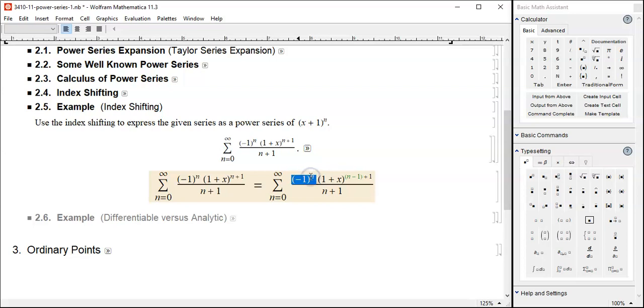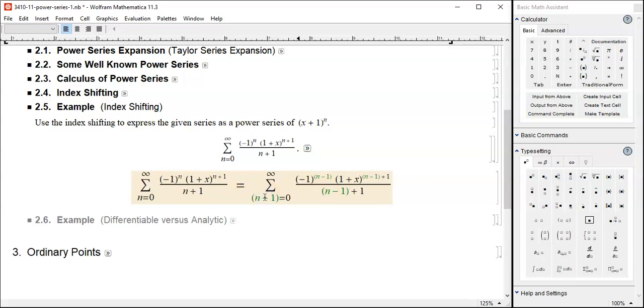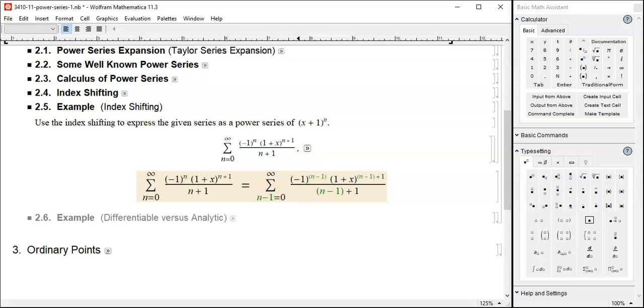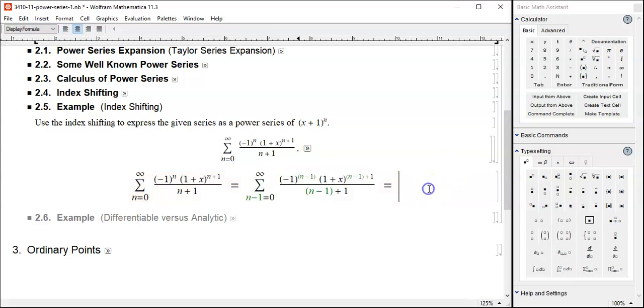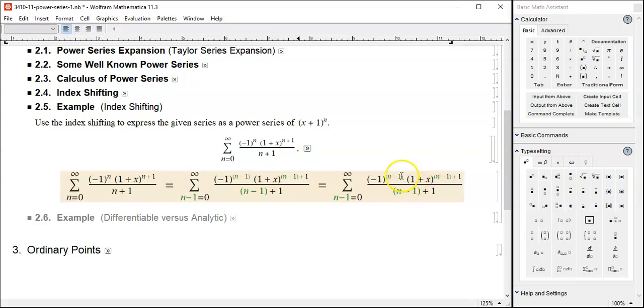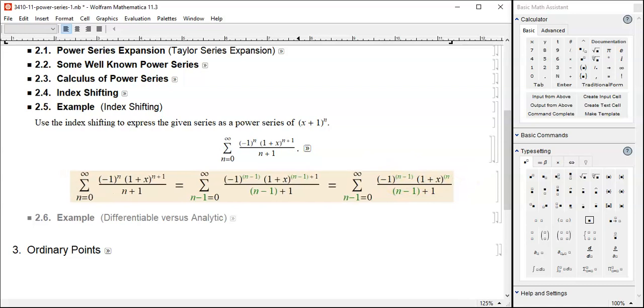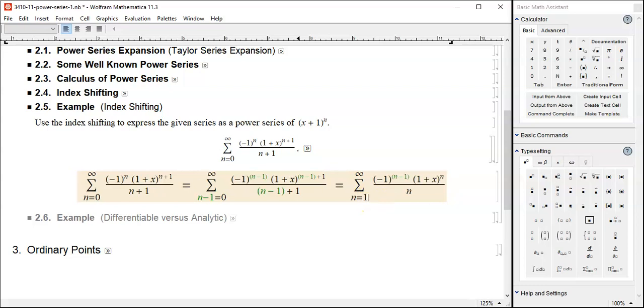So this n, and then this n, and this n, and then some simplification, and that's about it. This n minus first power, let's keep it. n minus 1 plus 1, that's going to be just nth power. n minus 1 plus 1, that's going to be nth power. Here n minus 1 is equal to 0. You're going to get n equals 1.